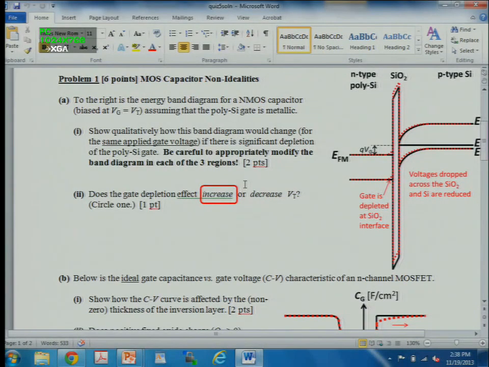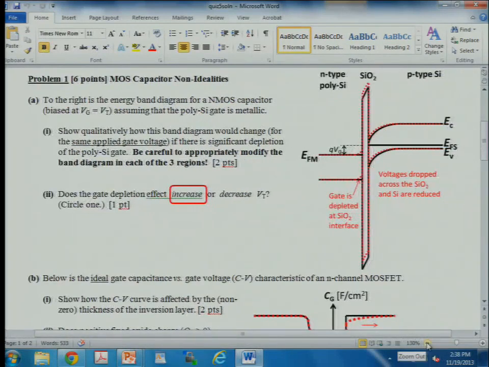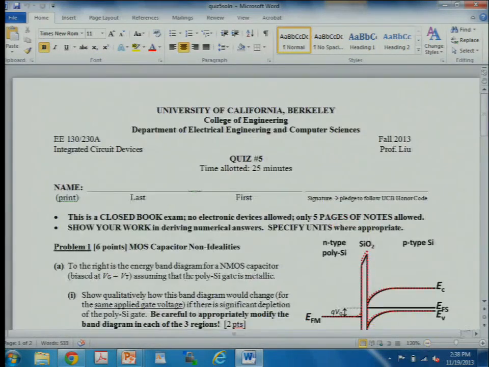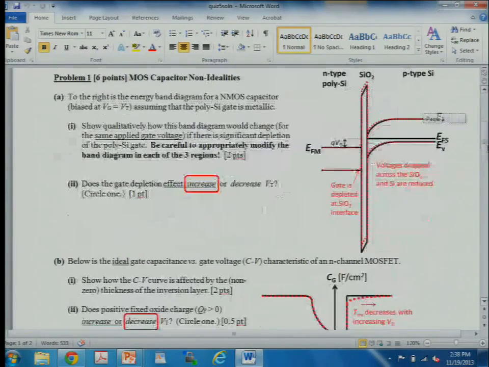Go over the solutions quickly. Okay, so for the first problem, mainly what we're looking for is for you to show some energy band bending in the gate, right? A little bit of depletion in the gate near the gate oxide. So that's for 1 point.